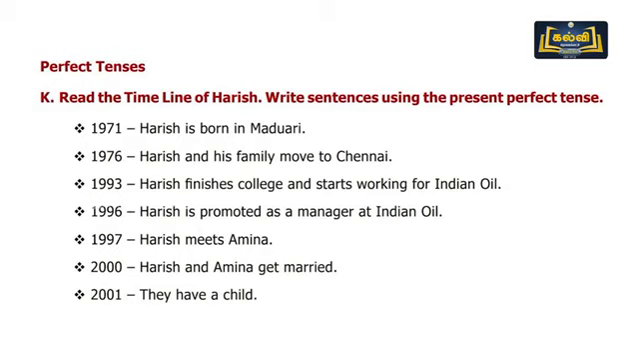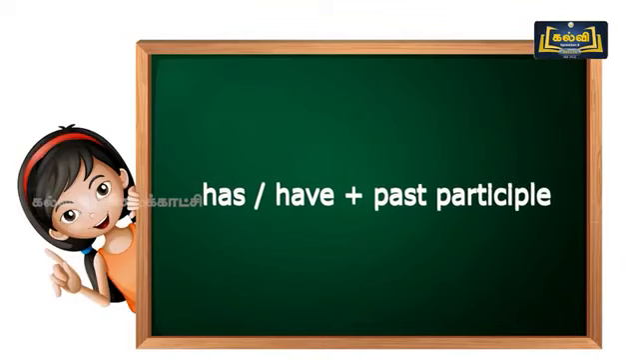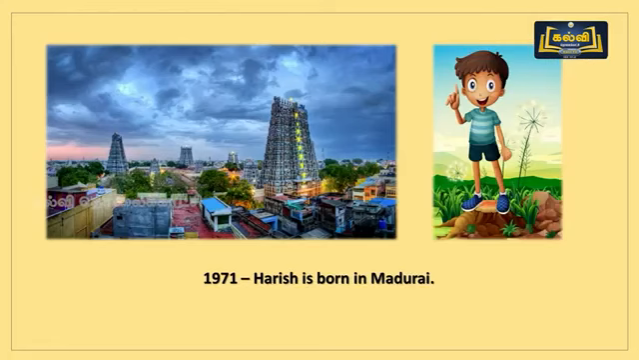With the use of the present perfect tense, you are going to frame sentences along with the given year. 1971, Harish is born in Madurai. Is is the auxiliary verb used here, so you should use the be form verb along with the past participle. Children, for the present perfect tense, the rule is has or have plus past participle.